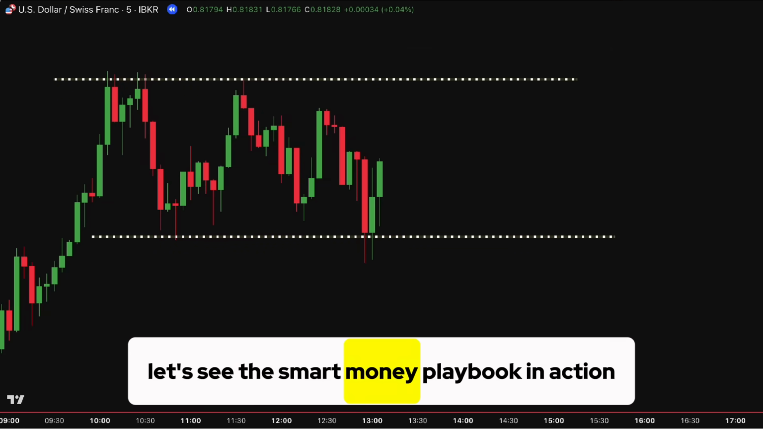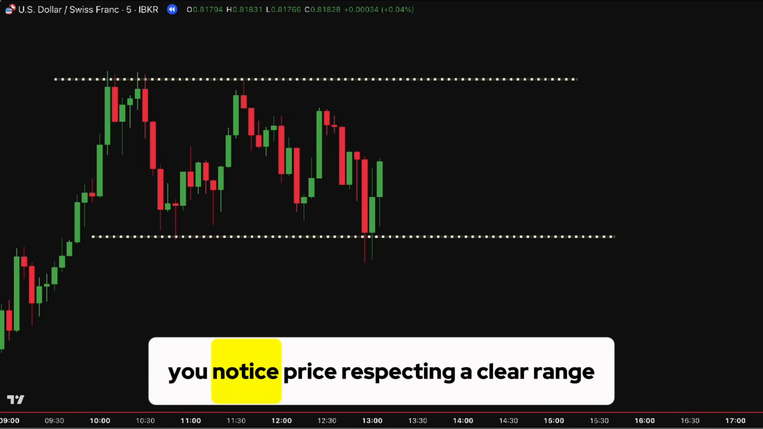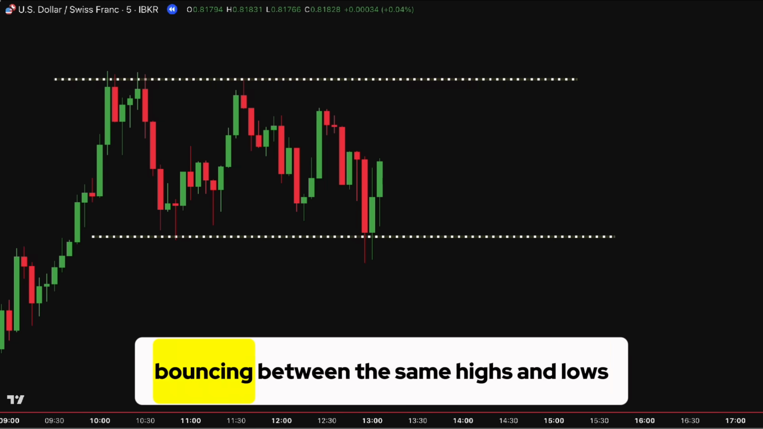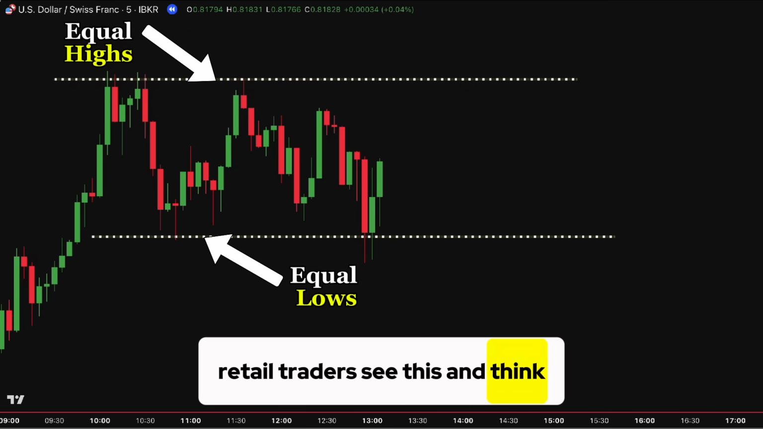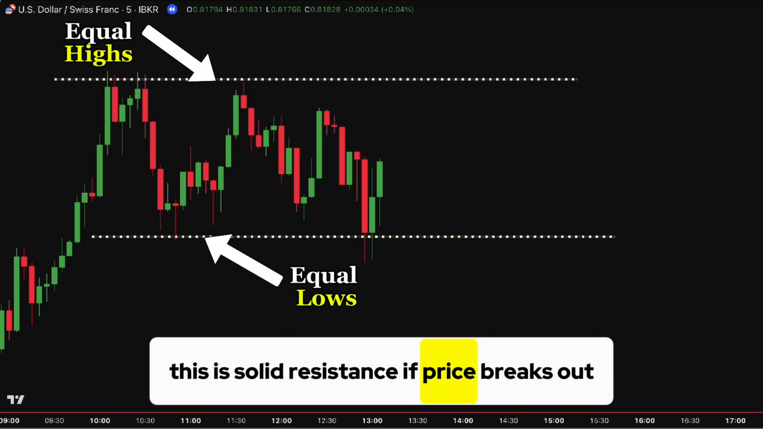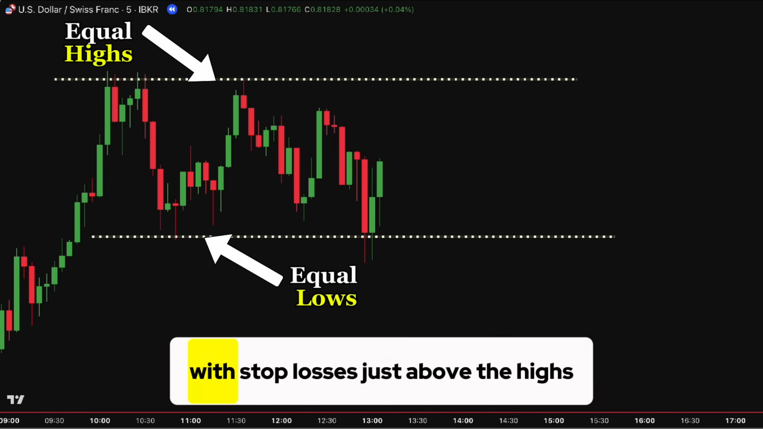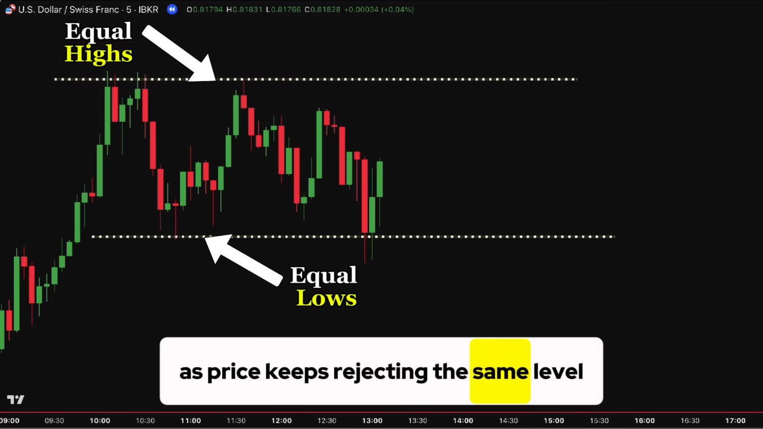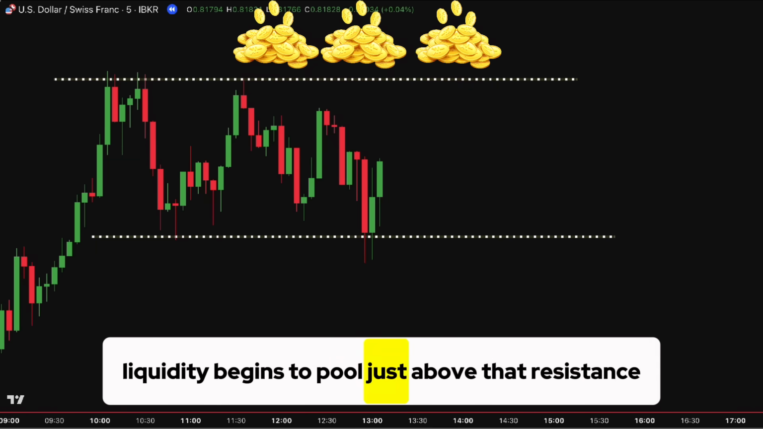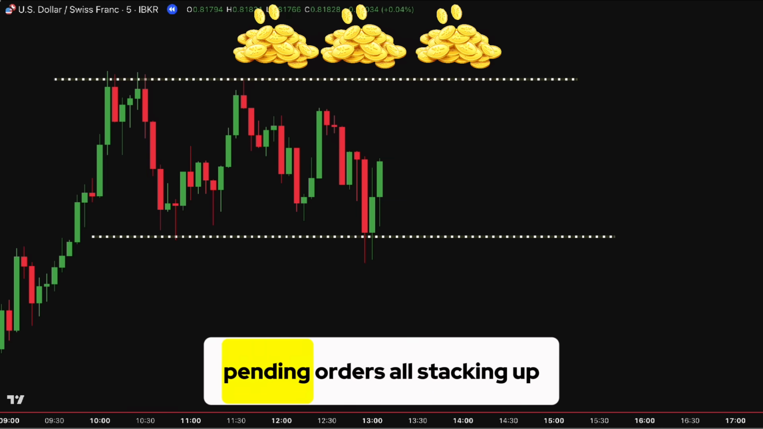Now let's see the smart money playbook in action on a real chart. The market moves sideways. You notice price respecting a clear range, bouncing between the same highs and lows. Retail traders see this and think, this is solid resistance. If price breaks out, I'm buying. Others are already shorting from the top of the range, with stop losses just above the highs. As price keeps rejecting the same level, liquidity begins to pool just above that resistance. Buy stops, stop losses, pending orders, all stacking up.